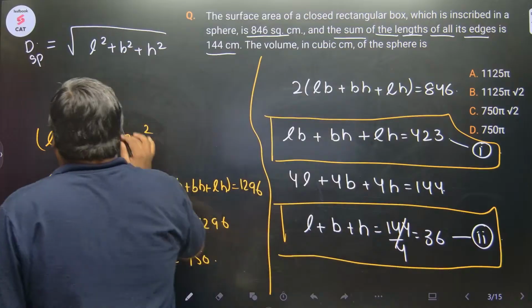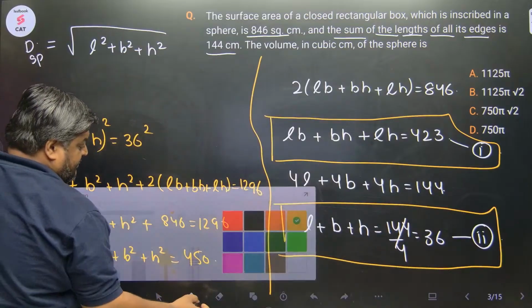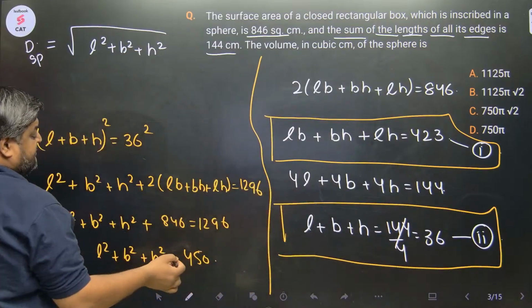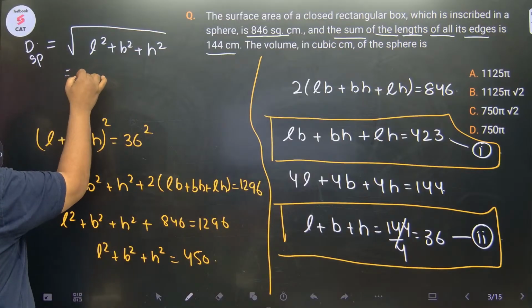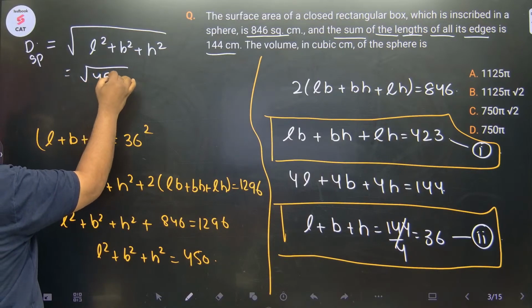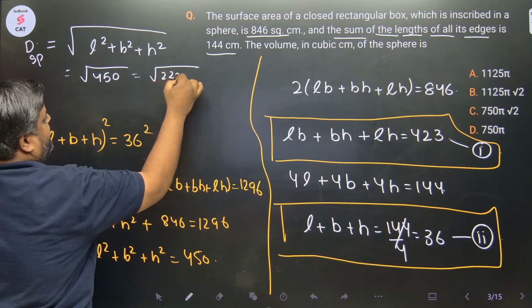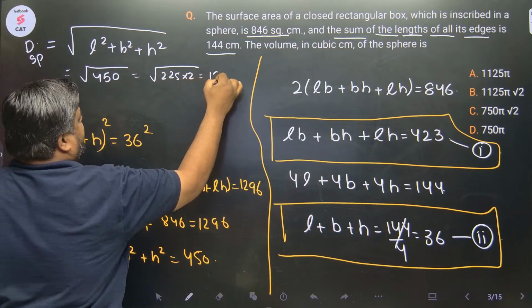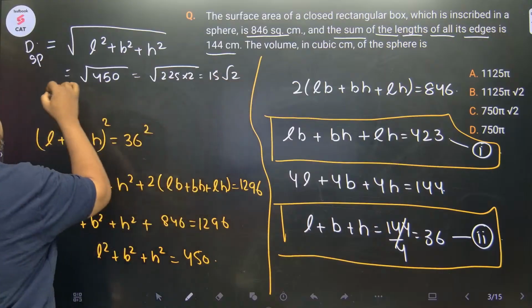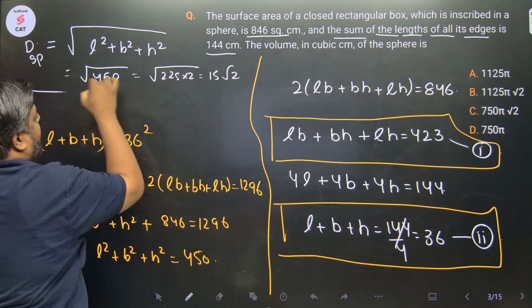Now I can find out the diameter of the sphere. Diameter of the sphere is square root of these, square root of 450. What is the square root of 450? This is 225 into 2. So that's 15 root 2. That's the diameter. What did you get?